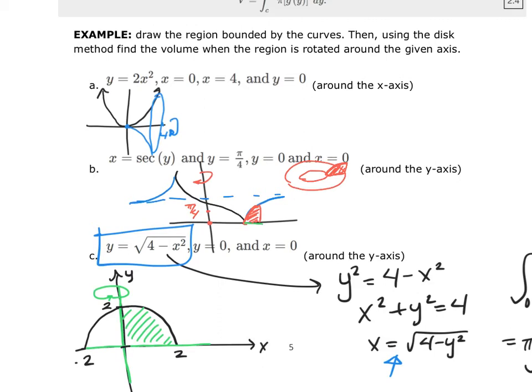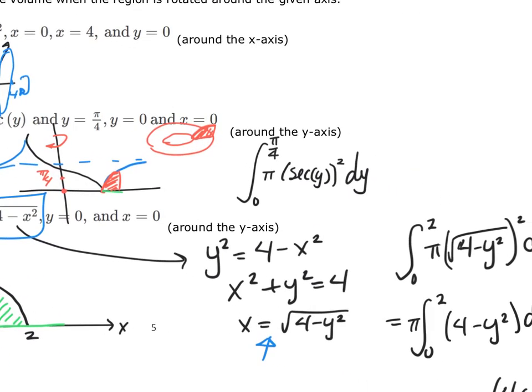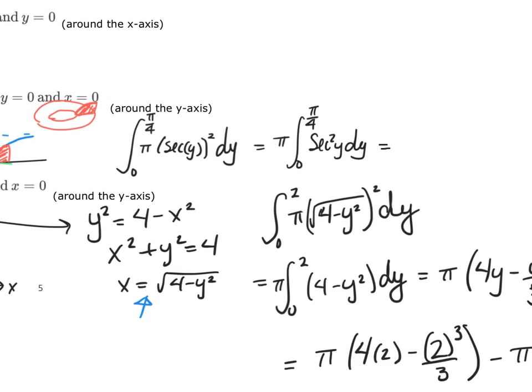So I'm going to integrate this between 0 and pi fourths, because they're telling me that's where to integrate. Then I know it's going to be pi, and then my function. So this is going to be secant of y, and don't forget my function gets squared, because that's the radius at any given point, dy. So this is equal to, I'm going to pull the pi out, the integral from 0 to pi over 4 of secant squared y dy. So what is the antiderivative of secant squared?